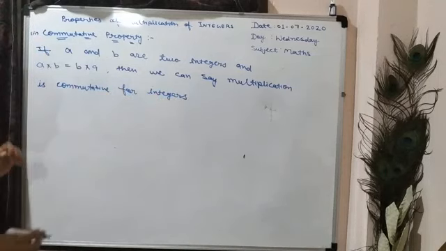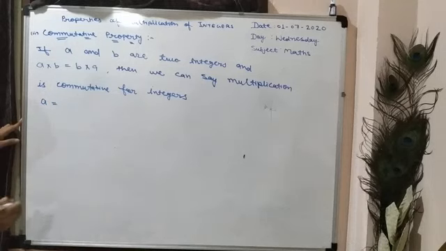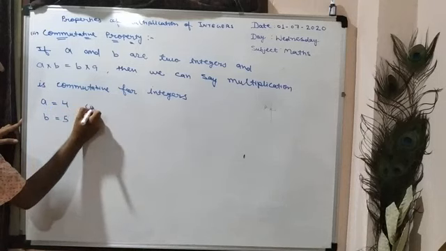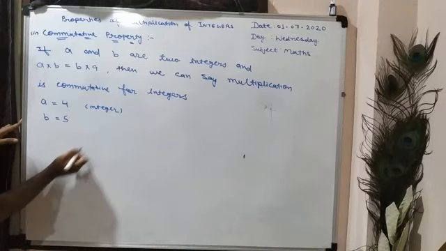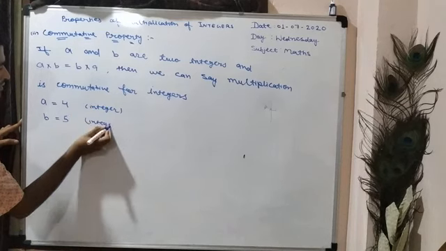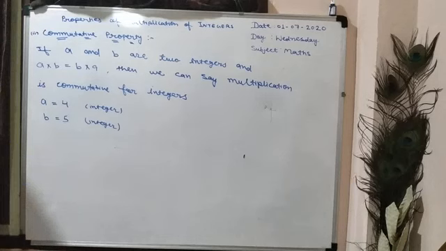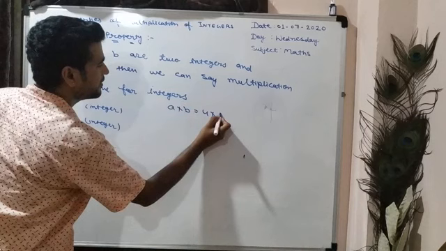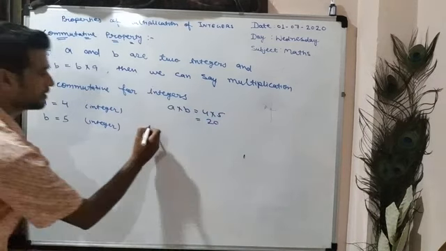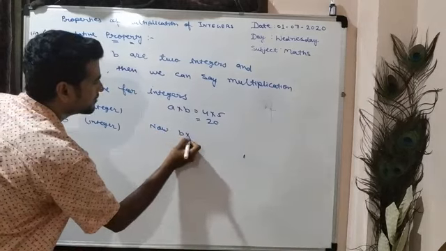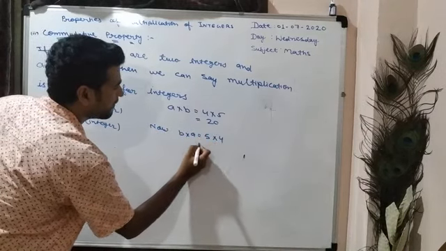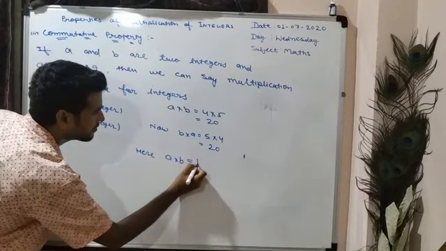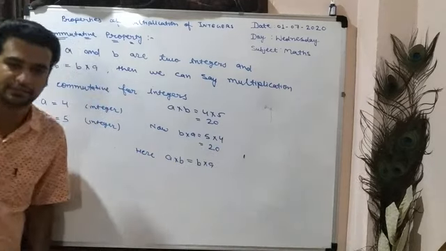With the help of example, we will understand this property. Suppose we have a is equal to 4 and b is equal to 5. a is 4, that is an integer. b is 5, again this is an integer. Now we are finding the value of a into b. 4 into 5, that is 20. Now we are finding the value of b into a. 5 into 4, that is 20. So what we are getting here? Here we are getting a into b is equal to b into a, and both are equal to 20.